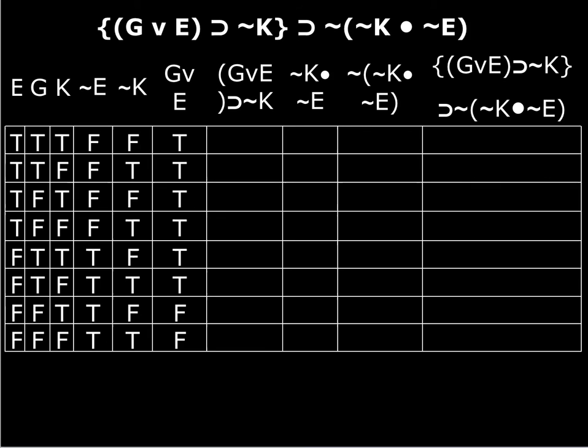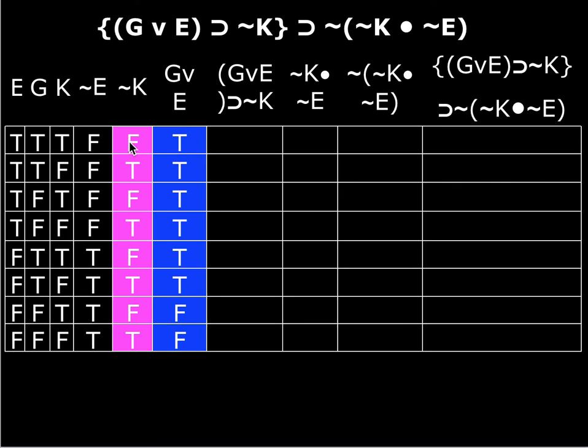Okay, next up, we have a conditional. If G or E, then not K. I'm going to do the shortcut method. Here's the antecedent, G or E. Consequent is not K. So antecedent, consequent. I'm going to make them two different colors. Blue and whatever this is, violet or periwinkle. Now remember, there's only one combination that makes a conditional false, and that's true antecedent, false consequent.